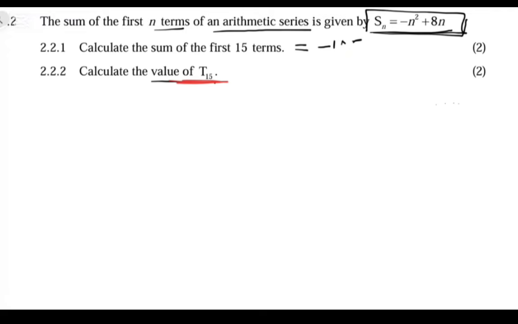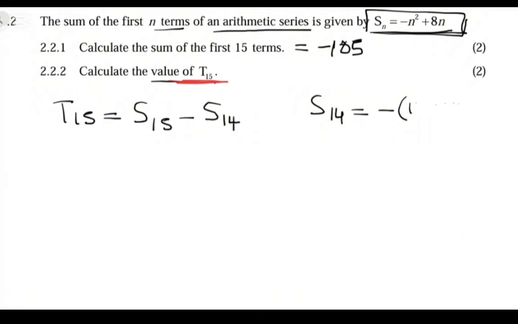So now here we are looking for term number 15. To find term number 15, we're just going to find the sum of 15 terms minus the sum of 14 terms. We can find that easily. The sum of 15 terms, we already calculated, it was negative 105. Now we are going to look for the sum of 14 terms using that formula, so we substitute 14 here, minus 8, we substitute 14 again. If you work this out in your calculator, you're going to get negative 84.